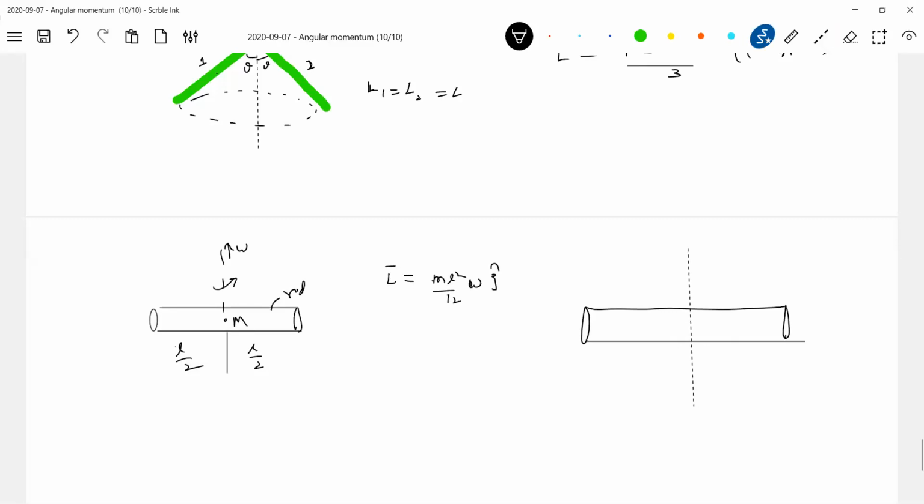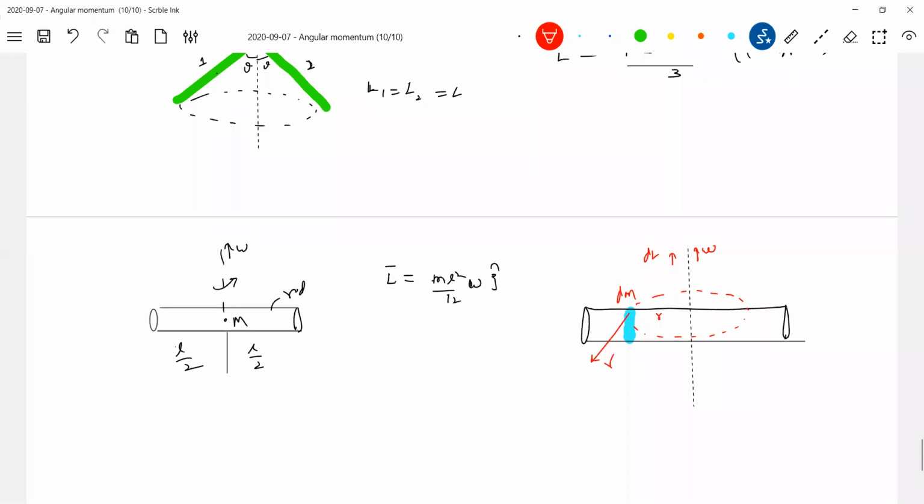I'll take a small elemental strip here. This small elemental strip, how will it move? It will move in a circular path. Then the velocity of this will be like this, and this will be r bar. Then the angular momentum of this small elemental strip will be along omega. So when you integrate, the total angular momentum will be along omega.